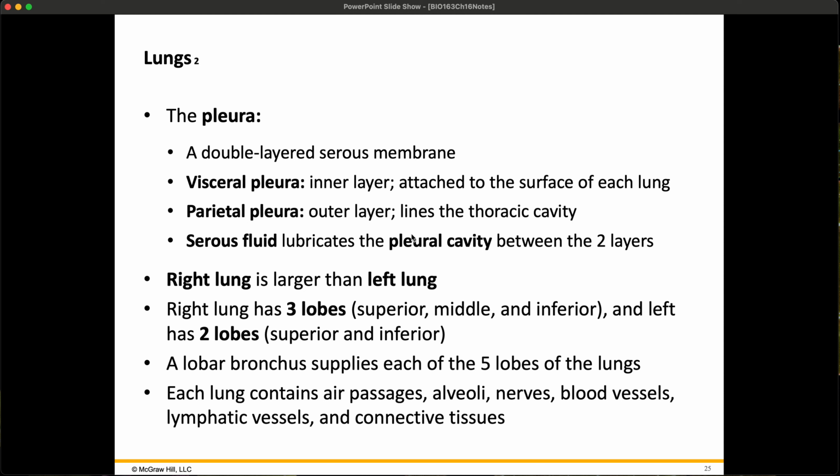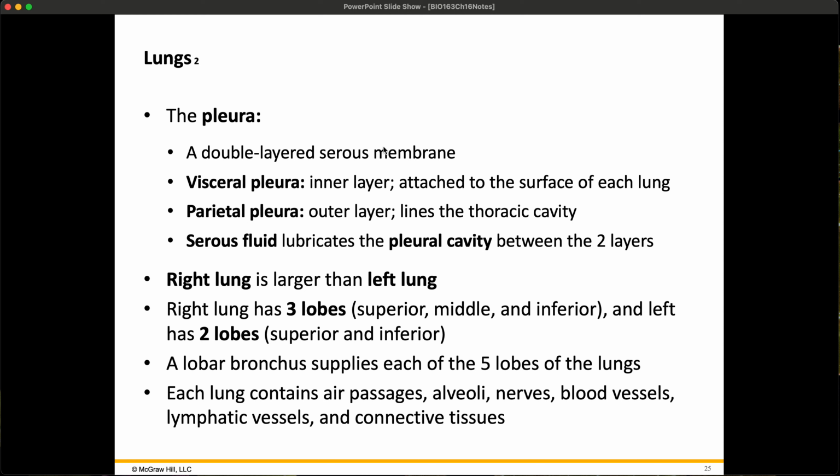So this is, we always say, a potential space, because really these two membranes are kind of pressed right up against each other. They have this serous fluid in between them, though, that's acting as this lubricant, so your lungs can expand and contract, and they don't get stuck to the insides of the lungs or to the inside of the chest wall. It allows this kind of gliding motion to happen.